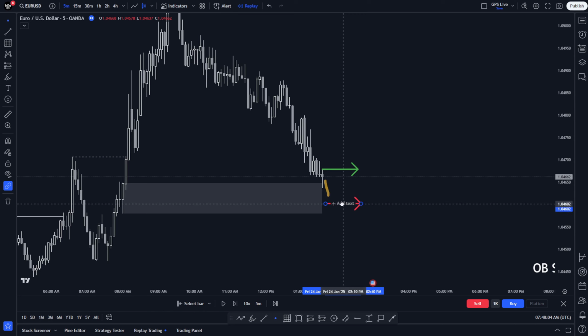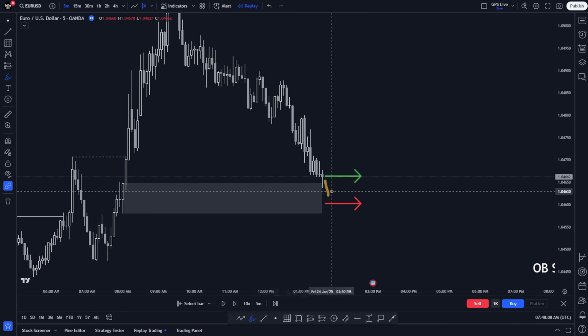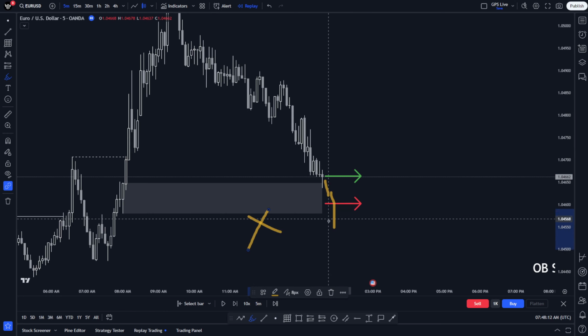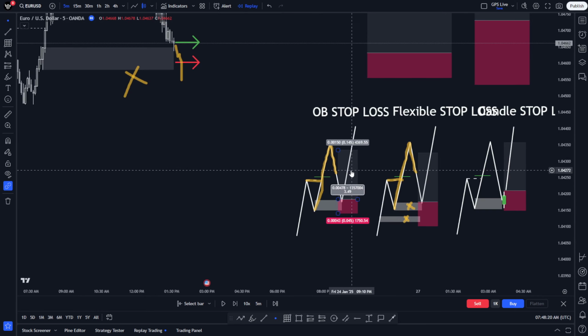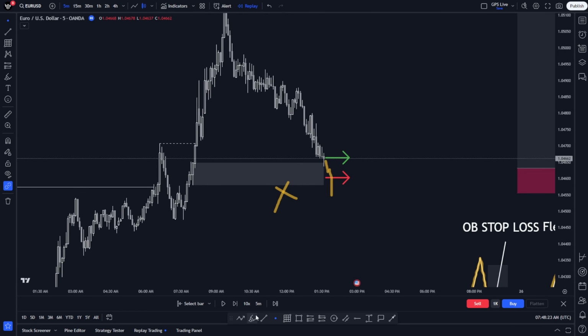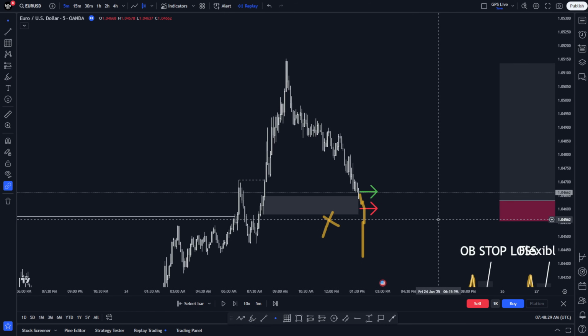What do you do? You shift your stop loss here, you shift your entry here, and let's say the next candle also breaks the low and it proceeds to fail this order block completely. In this scenario, you will be left with 0 losses. But when you take, let's say, OBSL or flexible stop loss, there's a good chance you will get -1. So that's my recommendation, but obviously you can choose which one you want.